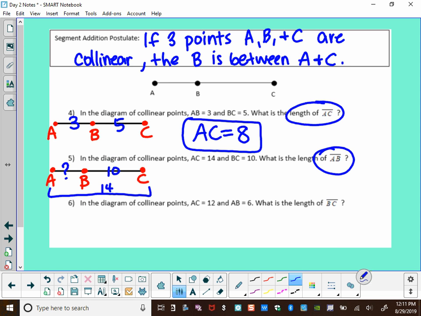Do you guys see that? No? Okay, look, we had the whole thing, right? They told us the whole segment, A to C, was 14. This little chunk here, they told us was 10. We're just finding the missing piece. So we did 14 minus 10 to give us 4. My answer for AB is 4.